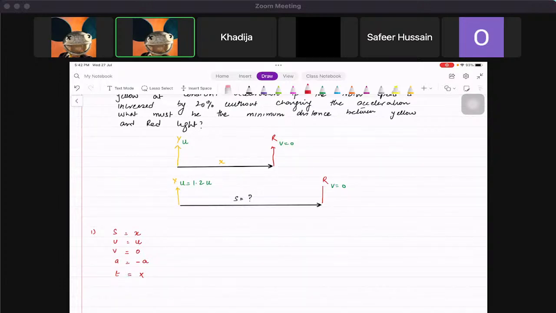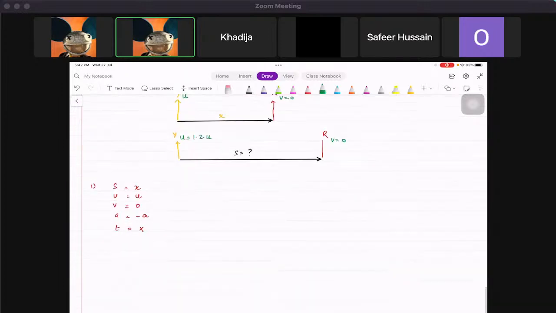Okay, so basically first make an equation, because the best equation would be 2as equals v square minus u square. So you already know that a is minus a, displacement is x, the final velocity is 0, and the initial velocity is u square. So minus minus cancel out. So this will be minus 2ax equals minus u square. So minus and minus cancel out, and you'll get 2ax equals u square, right?